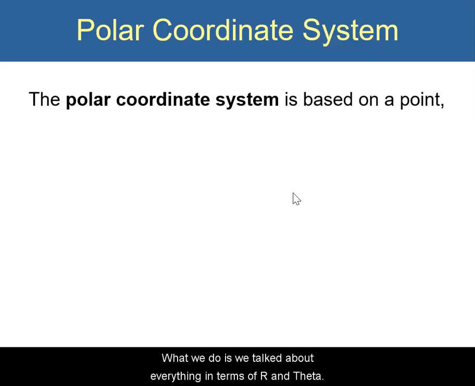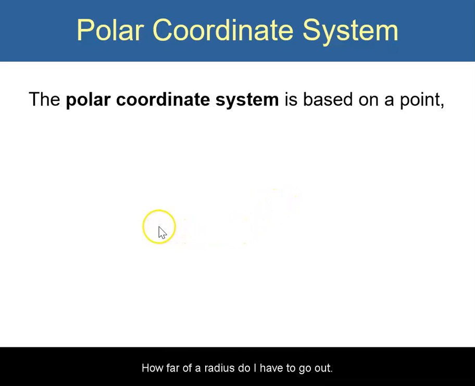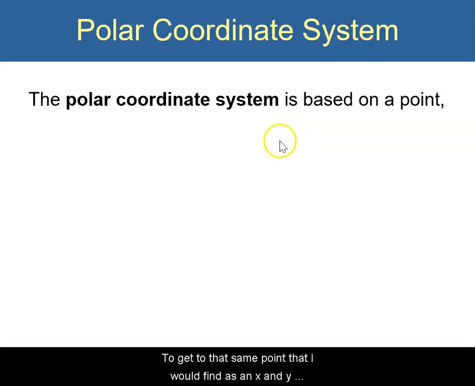What we do is we talk about everything in terms of r and theta, right? How far of a radius do I have to go out? And then at what angle do I need to sweep to get to that same point that I would find as an x and y coordinate in the rectangular system? So the rectangular coordinate system and the polar system, they're the same.